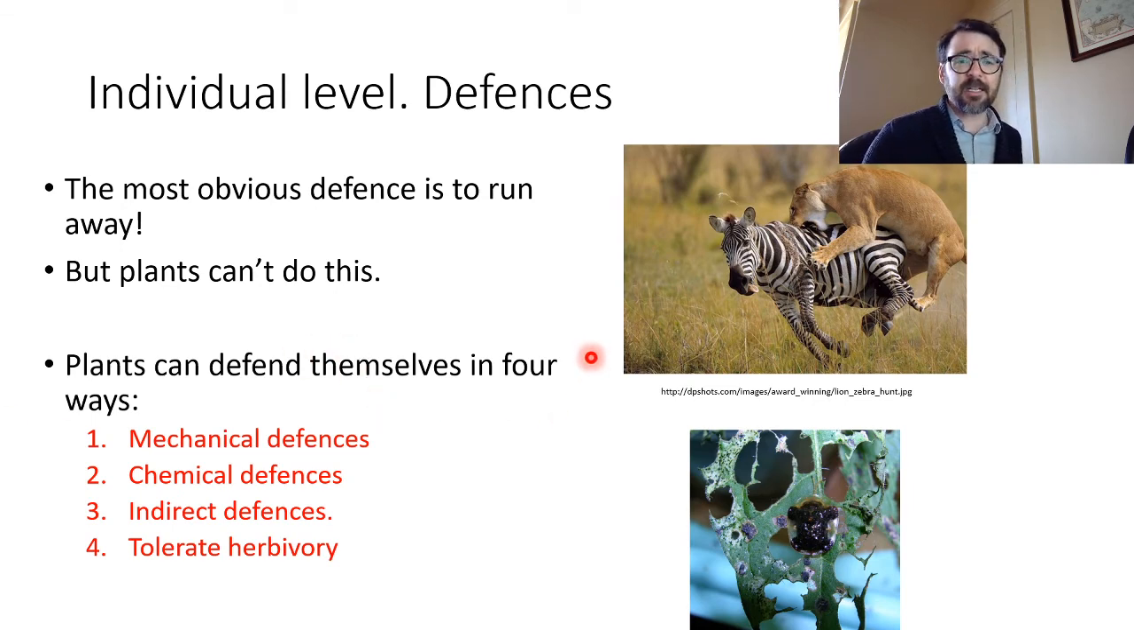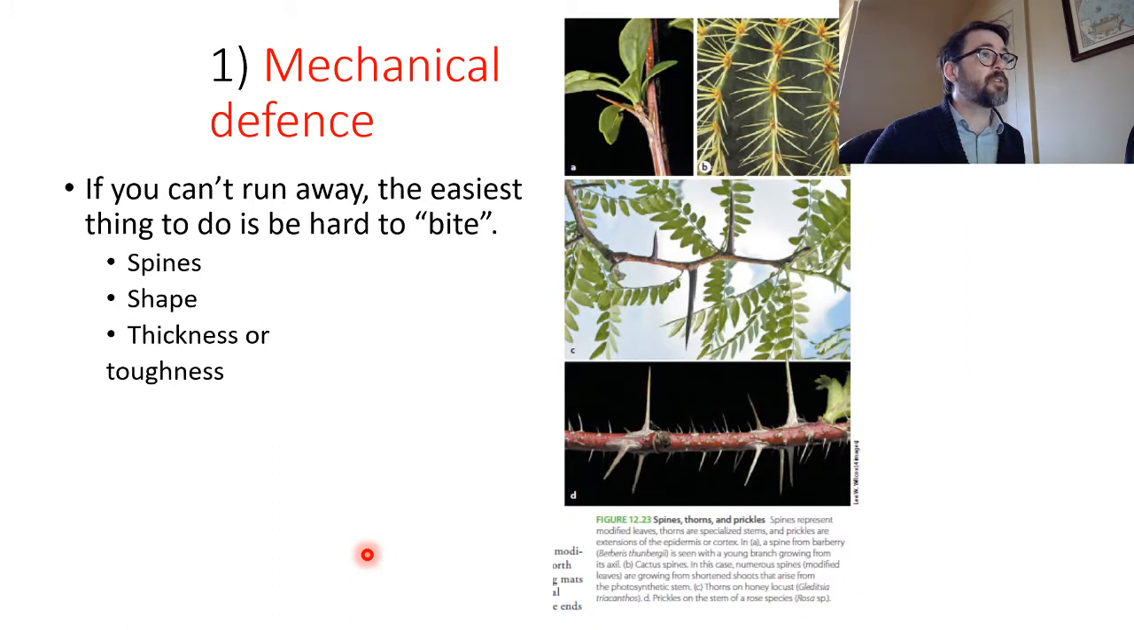And for the purposes of this class, I'm going to suggest that plants can defend themselves in really four main ways. They can mechanically defend themselves, chemically defend themselves. They can use indirect defenses, which are really cool. We'll talk about those in a second. And they can just tolerate the herbivory. They can have adaptations that allow them to lose tissue and still survive. So let's talk about each of these in turn.